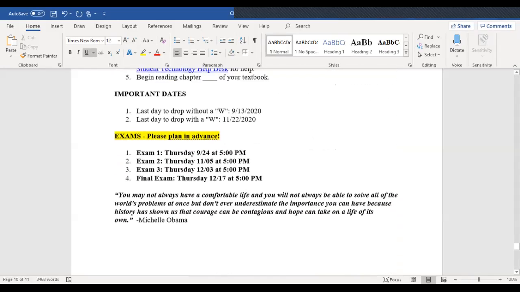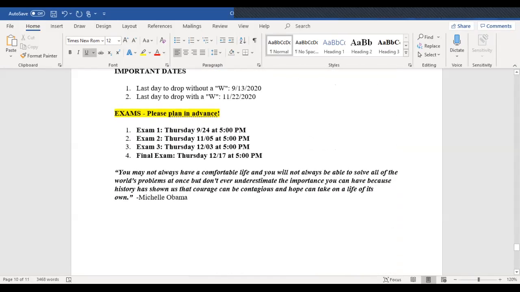So, okay, the last thing I want to talk about in the syllabus is here at the end, the exam dates. Notice that all of our exams are going to be on a Thursday at 5 p.m. And these are the dates. The study guides are going to be on your Canvas website, so you'll know exactly what you're responsible for.